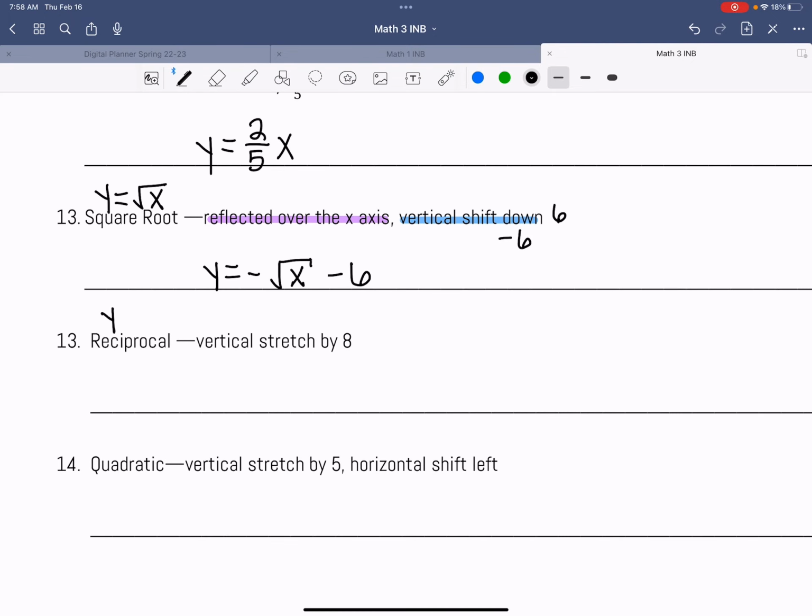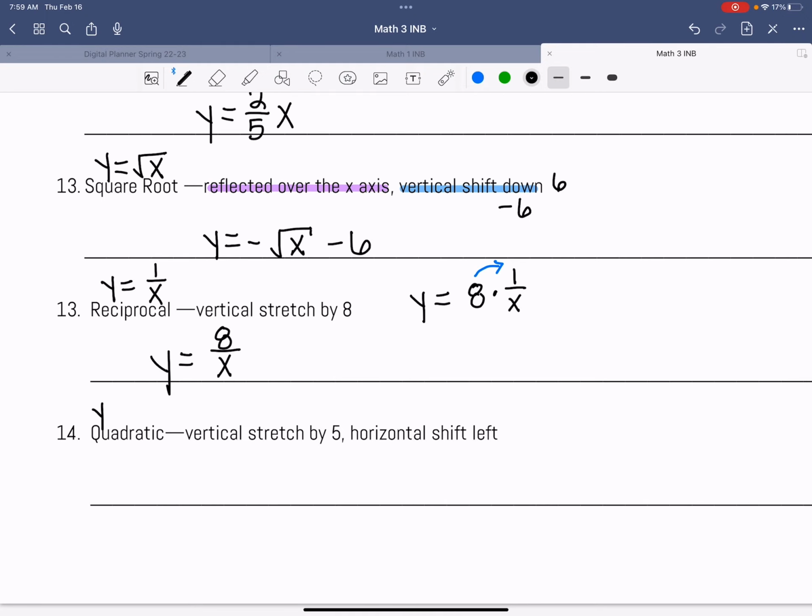All right, so the reciprocal function is 1 over x, and it's a vertical stretch by 8. So this one is a little bit, you could simplify. So technically, it would look like 8 times 1 over x. But if you are multiplying, technically that 8 can get multiplied to the numerator. So if you simplified this one, it could simplify to 8 over x.